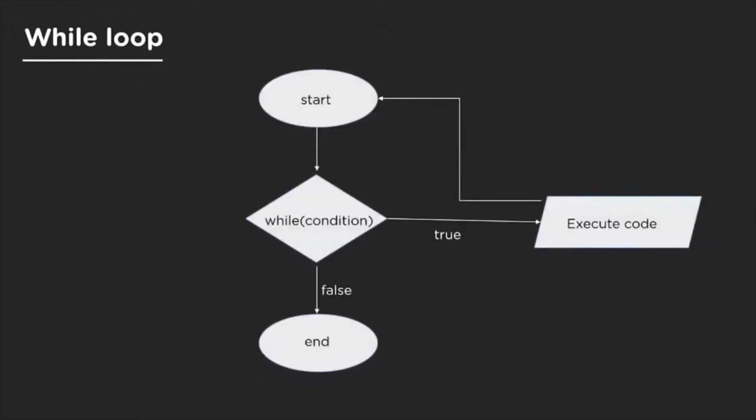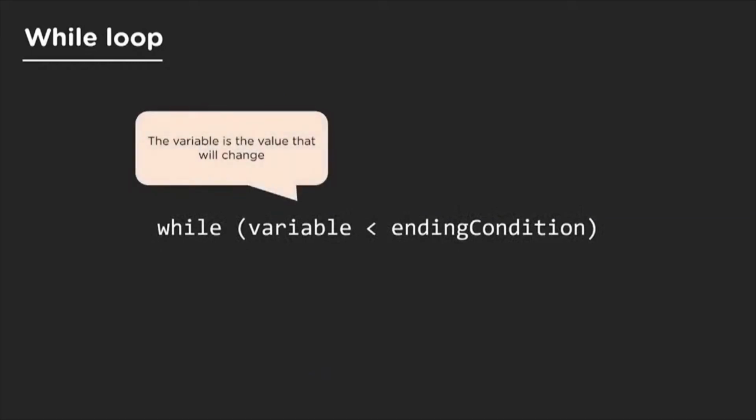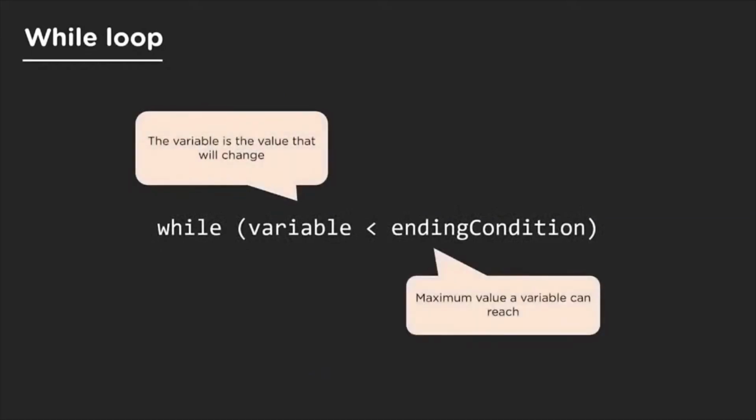So next up is a while loop. Now the logic is similar to that of a for loop. So first the condition is checked, and if the condition holds true, then the code is executed, and if it is false, it terminates. Alright, so moving on, let's understand the general syntax. So here first you have the variable whose value keeps changing, and then you have the ending condition, which is basically the maximum value a variable can reach. Alright, so let's go back to our VS Code.